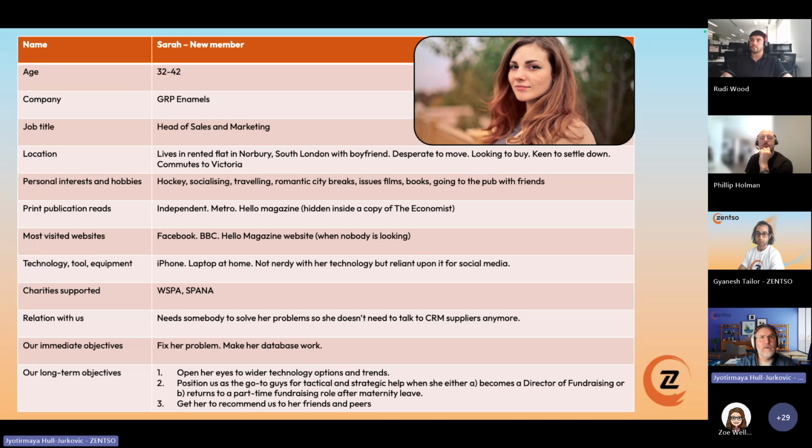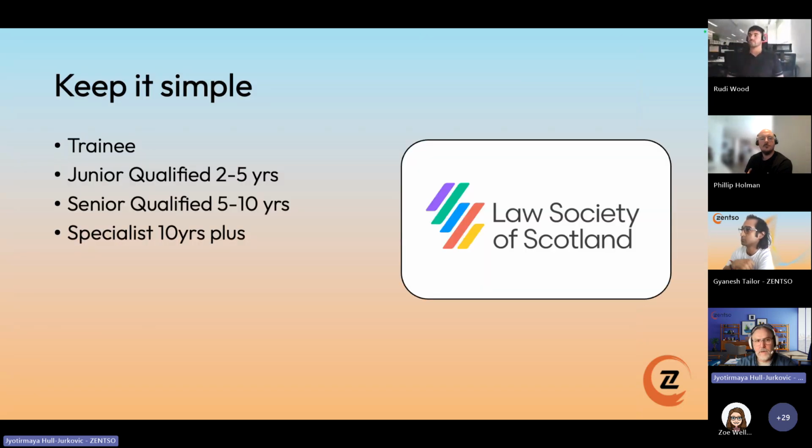The important thing with getting results from measuring digital engagement is to keep it simple. So here's an example we did with Law Society of Scotland. We created with them four personas. Very, very simple: a trainee member, a junior qualified member, a senior member, and a specialist member. All very, very easy to measure in data. So this does not have to be complicated. And actually, the more simple you keep things, particularly in the beginning, the more likely you are to have some success with your results. So that's just an example of a persona.